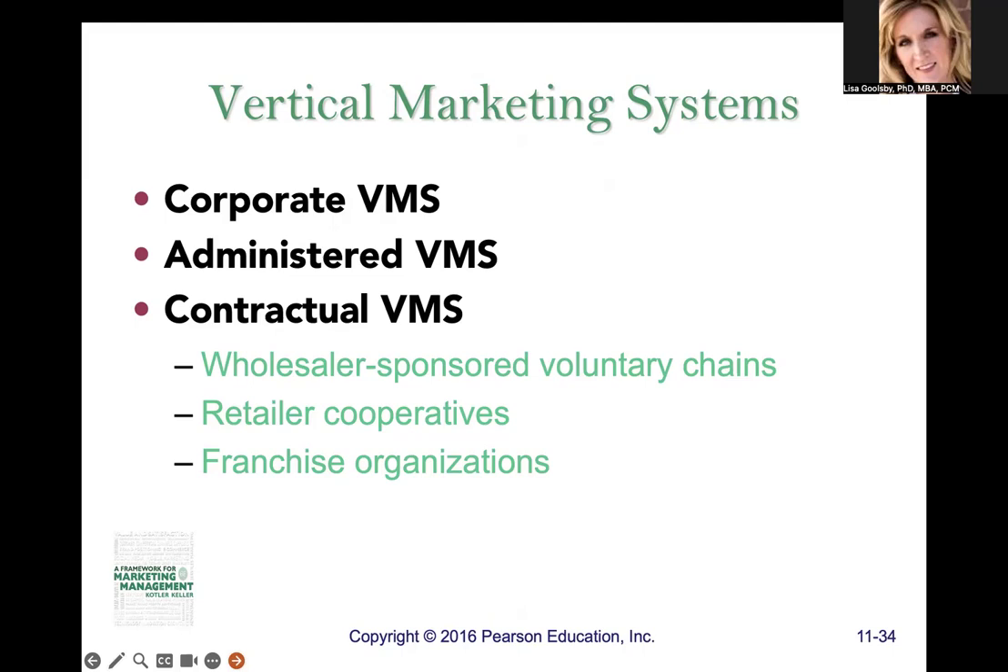If we looked at a contractual VMS, you might have a wholesaler sponsored voluntary chain, and that would be True Value. True Value makes products, they sell them in those True Value stores, but True Value can also sell other products. If you had a retailer cooperative, Ace Hardware is a retailer cooperative. All of the Ace stores come together and they have purchasing power to buy the products that go into each independently owned Ace Hardware store.